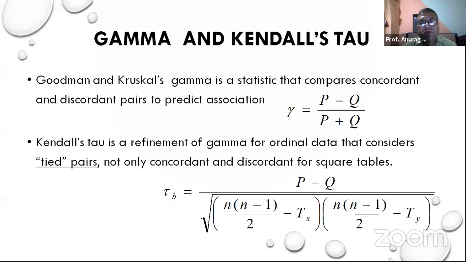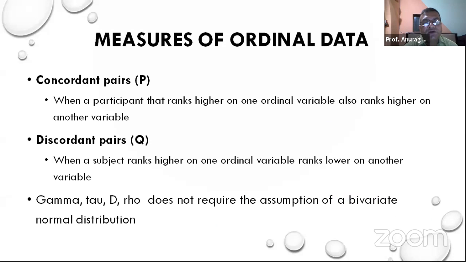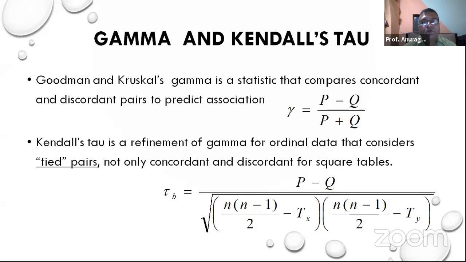Now you have calculated P and Q. I'll go back to P and Q again: concordant pairs and discordant pairs. You have calculated the value of them. So once you have P and Q, you can define Goodman and Kruskal's gamma, which is simply P minus Q divided by P plus Q. So if you are having smaller data, you can practice this. You can find concordant pairs and discordant pairs, and you can use the formula gamma is equal to P minus Q divided by P plus Q. So this is Goodman and Kruskal's gamma.